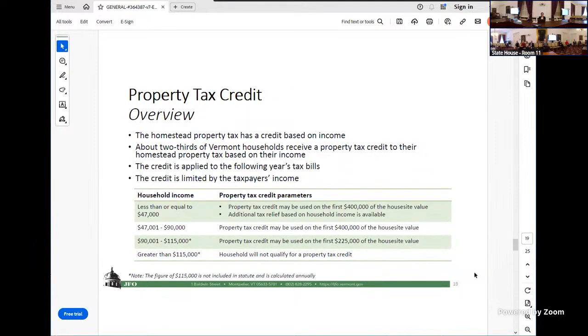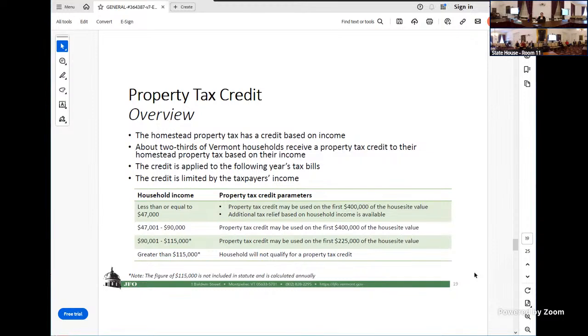So that's a quick high-level overview of the homestead property tax rate. And now diving in a little bit deeper into the property tax credit. So often people say, you know, some Vermonters pay their education taxes based on property or based on income, or there's a property tax credit or income sensitivity or circuit breaker. All of those terms are referring to the property tax credit that exists within Vermont's education finance system.